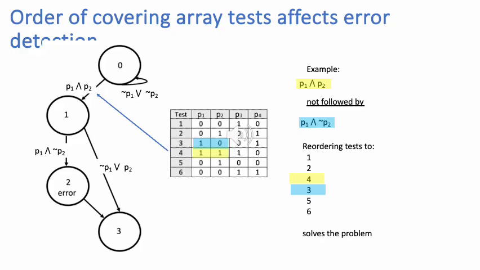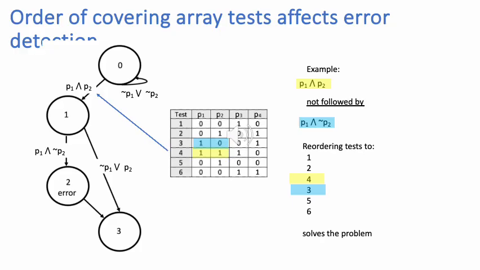So if we enter tests in the order shown in the matrix in the center, then of course we have the second condition shown in blue occurs before the first condition, which is shown in yellow. But if we reorder the tests as shown below that, 1, 2, 4, 3, 5, 6, then that problem is solved and the error condition will be exposed.